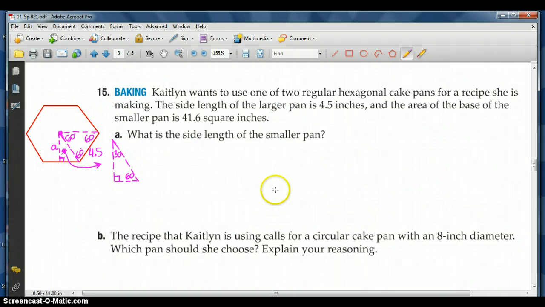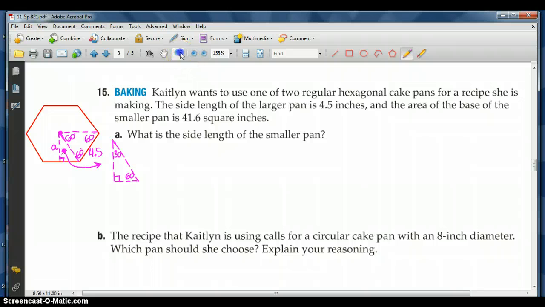For number 15, Caitlin wants to use one of 2 regular hexagonal cake pans for a recipe she is making. The side length of the larger pan is 4.5 inches and the area of the base of the smaller pan is 41.6 square inches. What is the side length of the smaller pan? So the first thing that we need to do is find the area of the base of the larger pan. The larger pan has a base side of 4.5 inches.